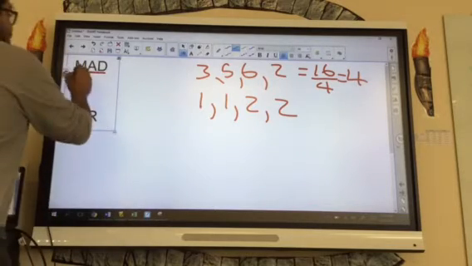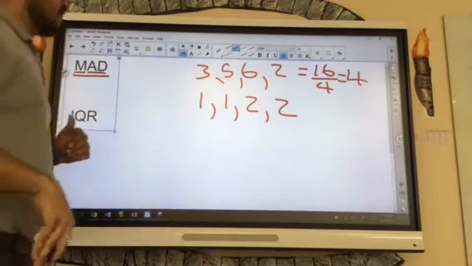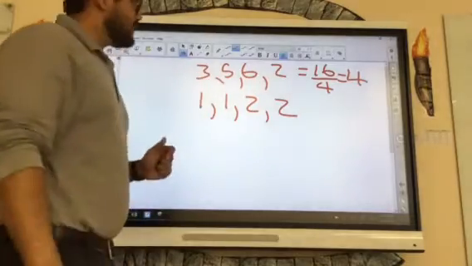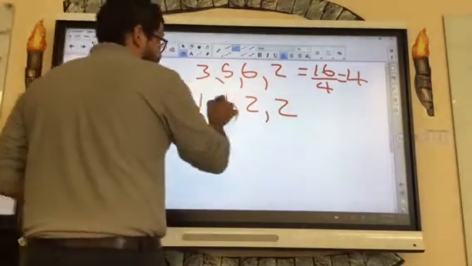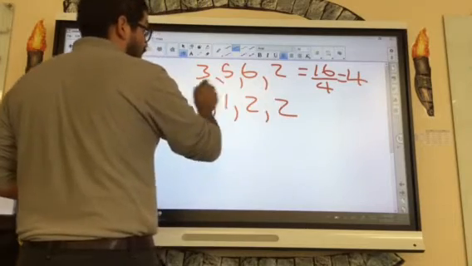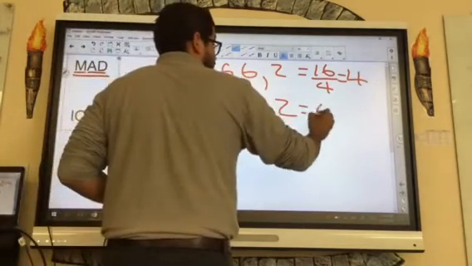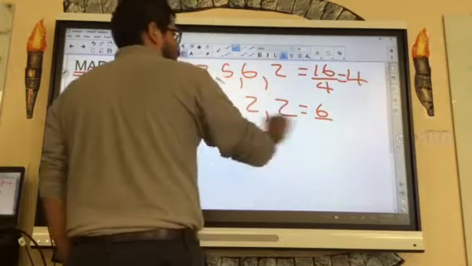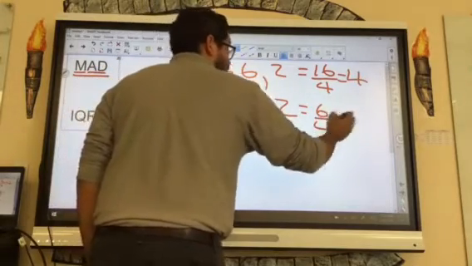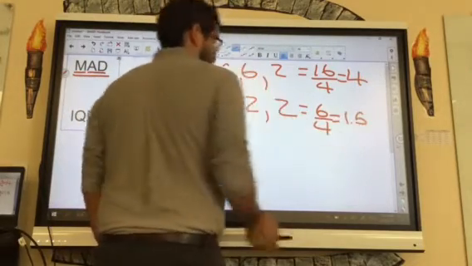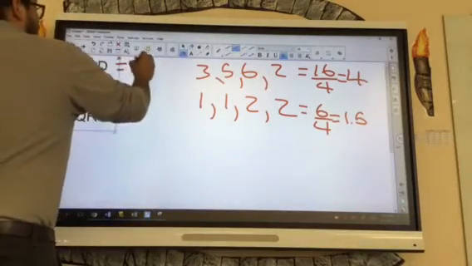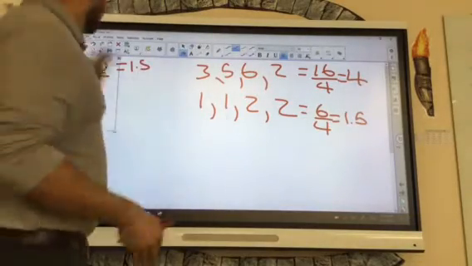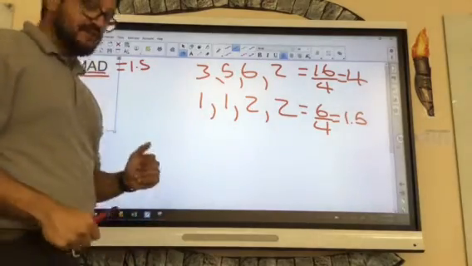Now I'm going to find the mean of absolute deviation, which is the mean of this information. So I'm going to find the mean again. I'm going to add these up. That makes 4, that makes 5, that makes 6. So this equals 6. 6 divided by how many numbers there are, which is 4, is going to be 1.5. Okay, so what is that? That is the MAD, the average distance from the mean of absolute deviation.